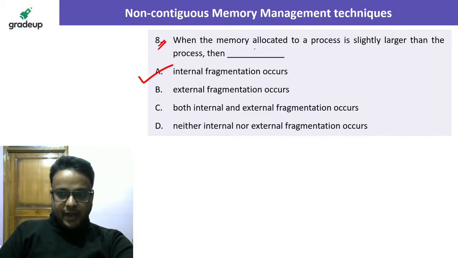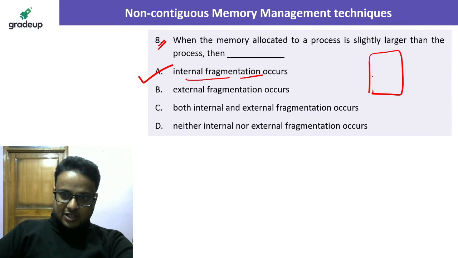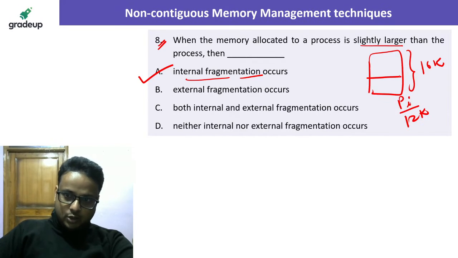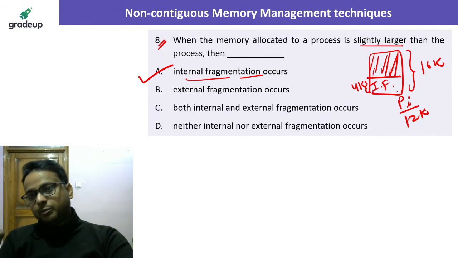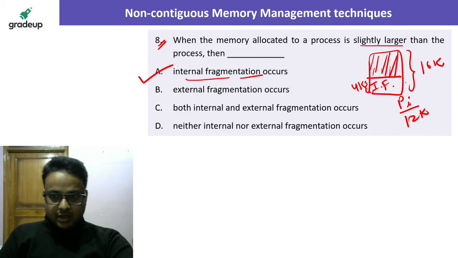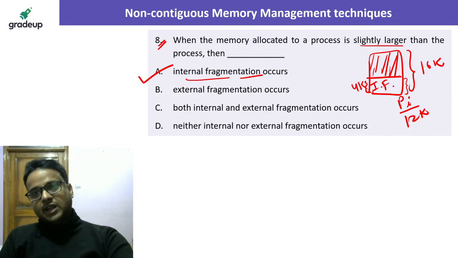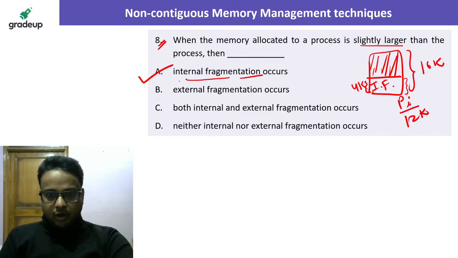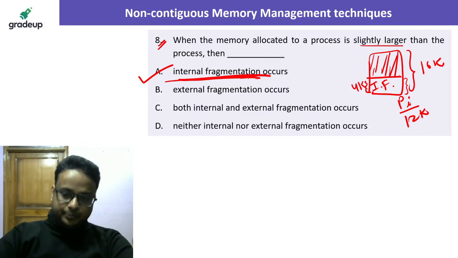A, right? Internal fragmentation. I told you, now, when we have memory which is slightly larger than the process. Suppose we have one memory 16k and one process Pi is of 12k. So it will take 12k memory and now 4k is free. So this is known as internal fragmentation. Why? Because no other process can come in this area. मतलब इस वाले एरिया में कोई दूसरा प्रोसेस नहीं आएगा, ठीक है? So we call this internal fragmentation.